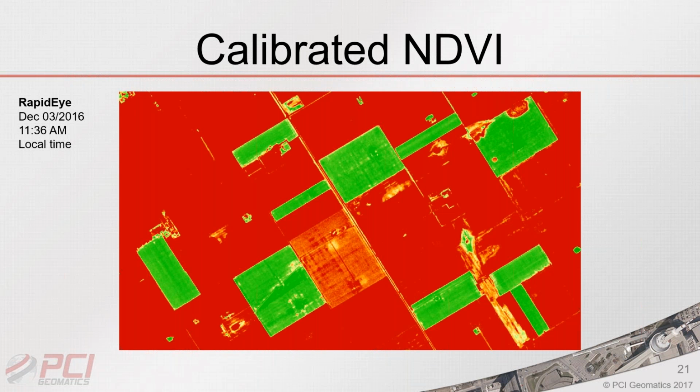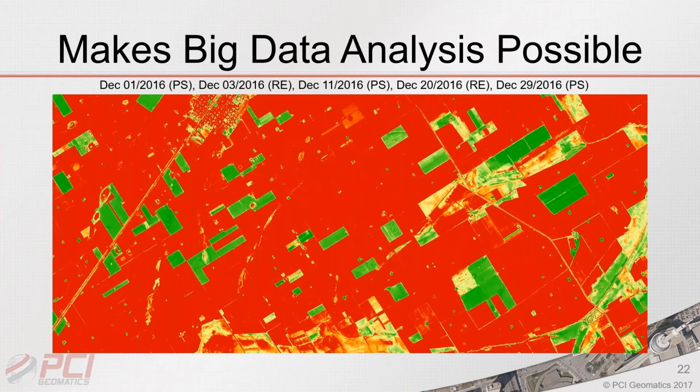This is just an example of other sensors that have been blended together. We have PlanetScope, RapidEye, PlanetScope, RapidEye, PlanetScope, a series of data that have all been normalized and brought together. And really this is only possible if you normalize the data to surface reflectance and you're able to correct everything down to surface reflectance.